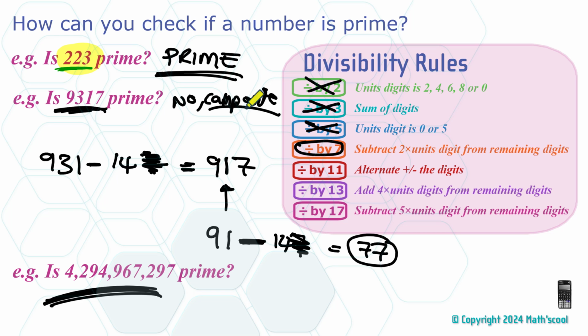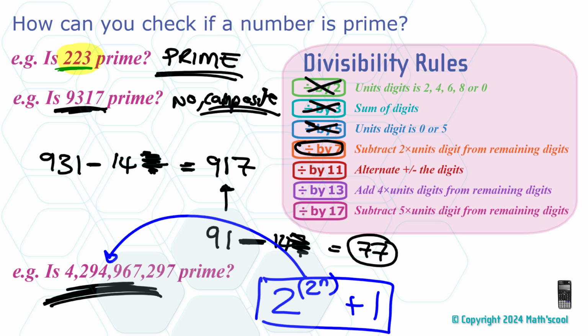I was lucky. I didn't need to go beyond 17. I mean, I got it by 7. I didn't need to go beyond 17. So this number here is a famous number because Pierre de Fermat said that he had an equation that produces only prime numbers. It was 2 to the power 2 to the power n, plus 1. And if you put in n is 5, you get that number.